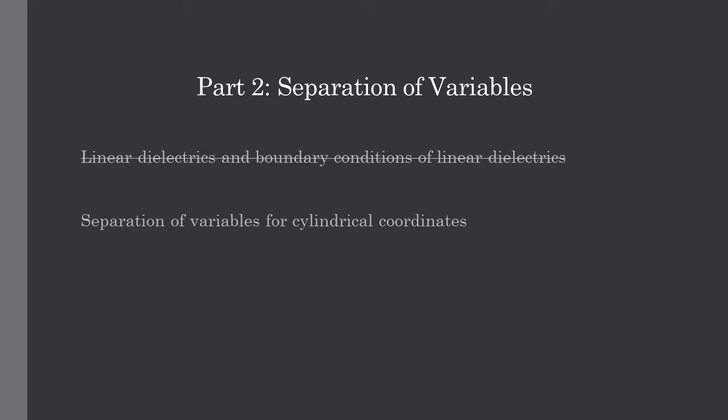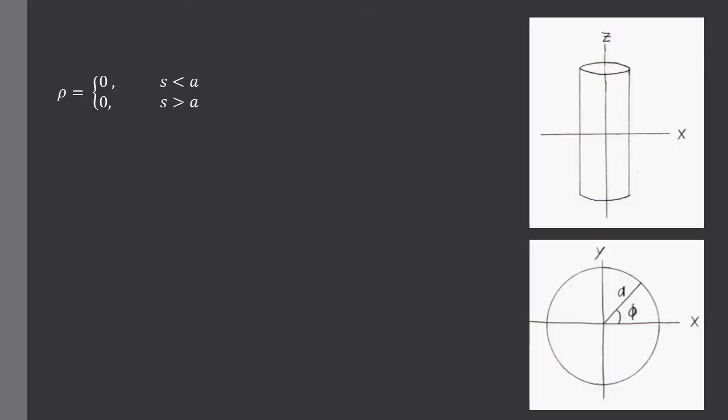Part 2 is on separation of variables for cylindrical coordinates. We recall that in Chapter 3 the book discussed deriving it for both Cartesian coordinates and spherical coordinates. However, cylindrical was left out. Hence, we need to derive the general solution to Laplace's equation in cylindrical coordinates. To do this, we have to begin with the condition for using Laplace's equation, which is that rho is 0 inside and outside the cylinder.